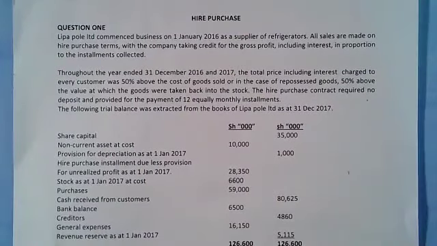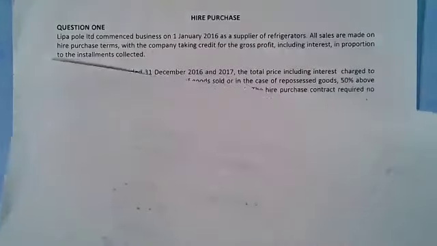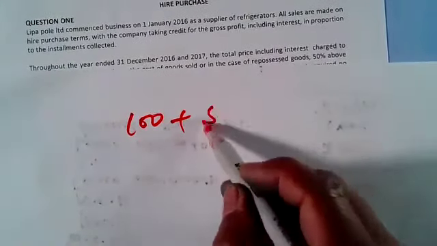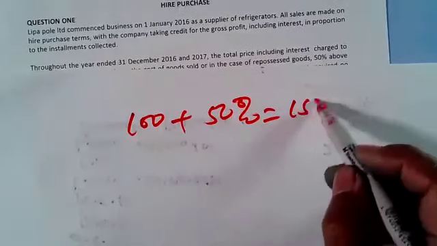Lipa Power Limited commenced business on 1st January 2016 as a supplier of refrigerators. All sales are made on hire purchase terms, with the company taking credit of the gross profit, including interest, in proportion to the installments collected. Throughout the years ended 31st December 2016 and 2017, the total price, including the interest, charged to every customer was 50% above the cost of goods sold. What does that mean? The cost is 100, and then we are selling, putting a profit of 50%. That means it will be 150%.